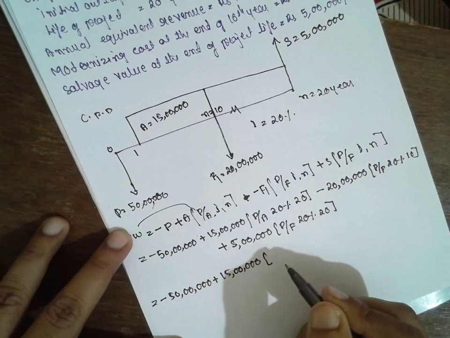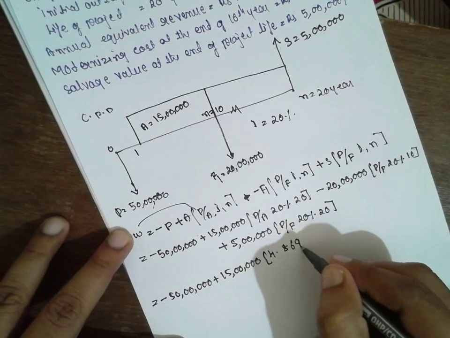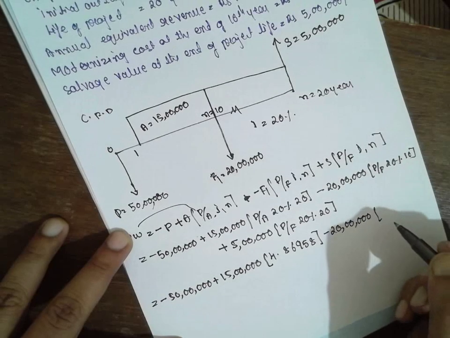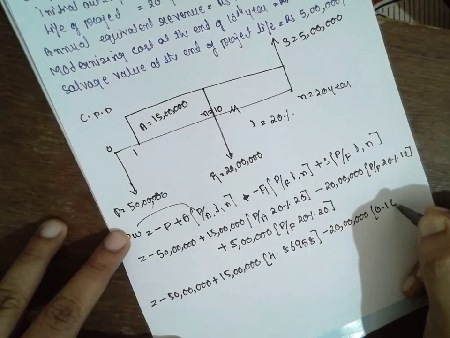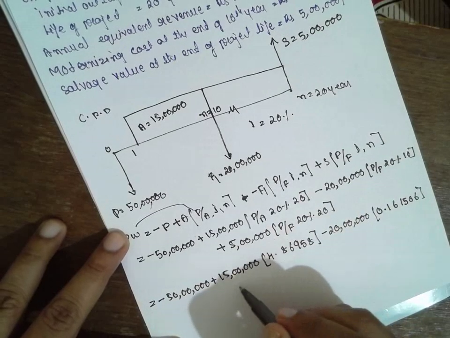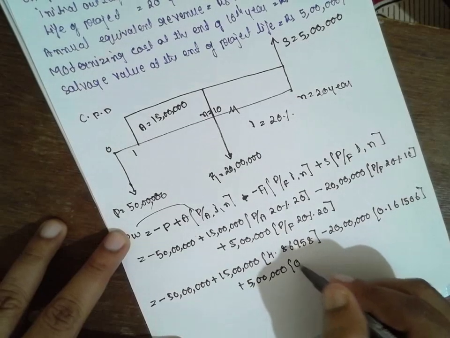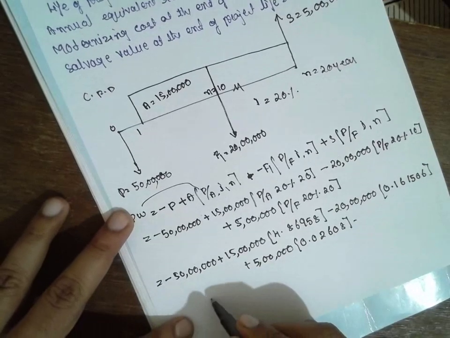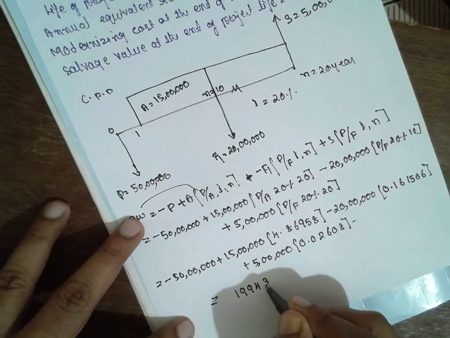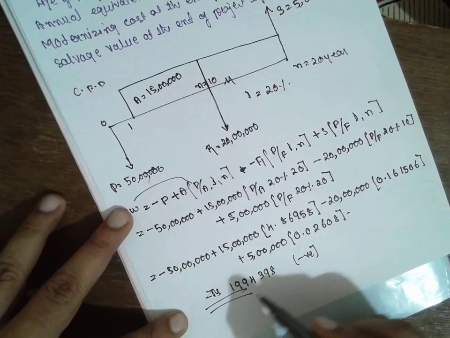If you refer to the value, P by A 20 is nothing but 4.86958. I am using this now. Next, minus 20 lakh P by F 10 is 0.161506. I'm using this discrete compound table for this one. Don't confuse it with the other discrete compound tables. Plus 5 lakh, for this one the value will be 0.02608. If you add it, the answer will be 1994398.